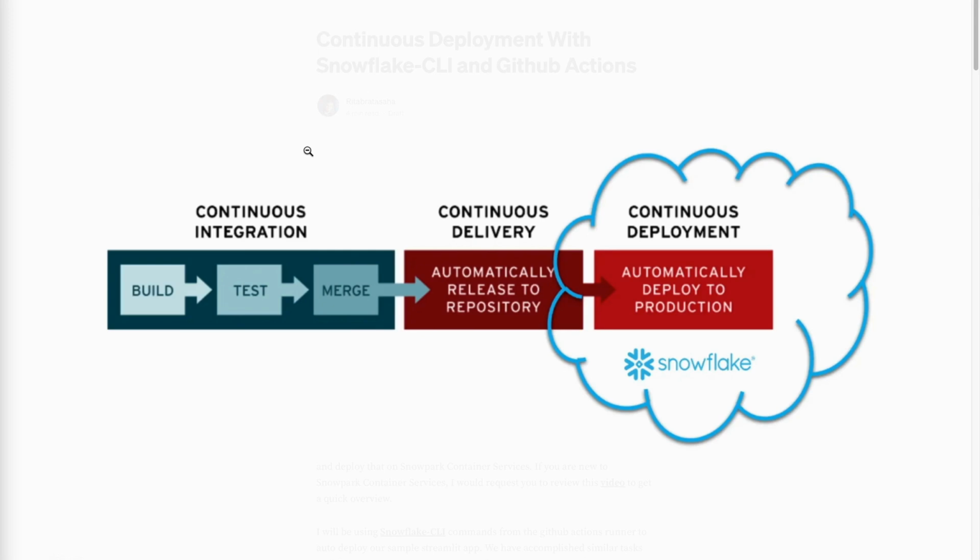Once continuous integration is over, the code is ready to be deployed. We can deploy that bundled code to production. And that is the process of continuous deployment.